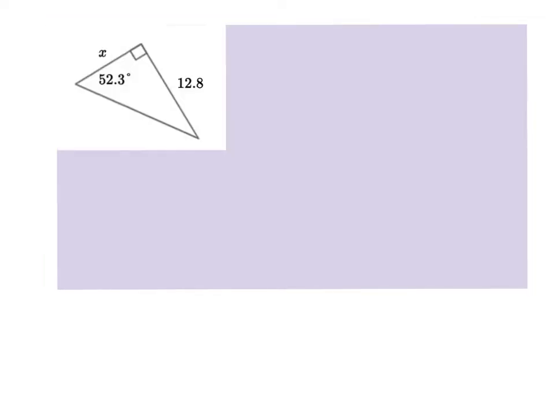Before we actually use the calculator, let's go ahead and write an equation so we know what we have to put in the calculator. In this particular problem, I have to look at my angle. That means this is my opposite side, this is my adjacent side, which means I'm going to use tangent. So my equation is going to be the tangent of 52.3 degrees is equal to the opposite side over the adjacent side.